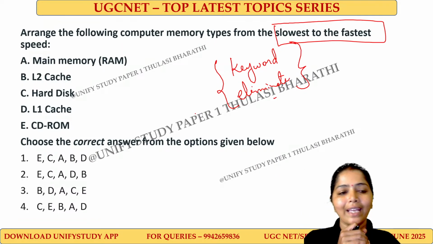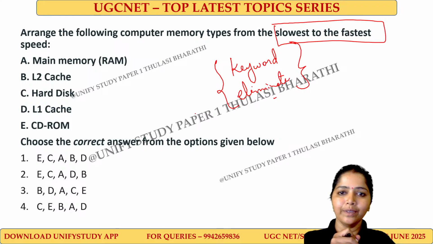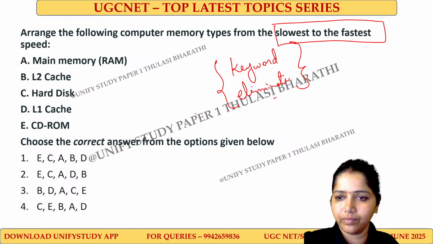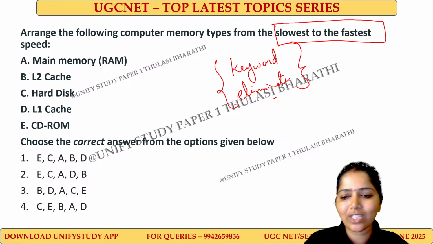Main memory, L2 cache, hard disk, L1 cache, CD-ROM. Which is slowest? Waiting for your answers, learners. Slowest to fastest.